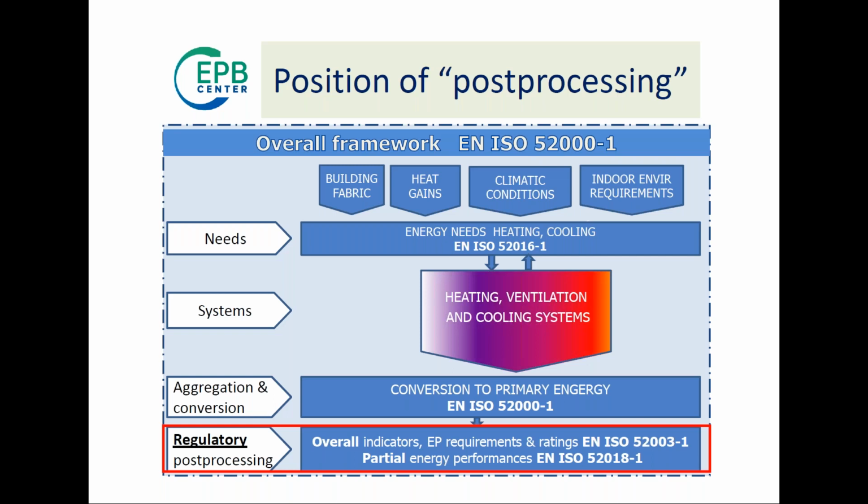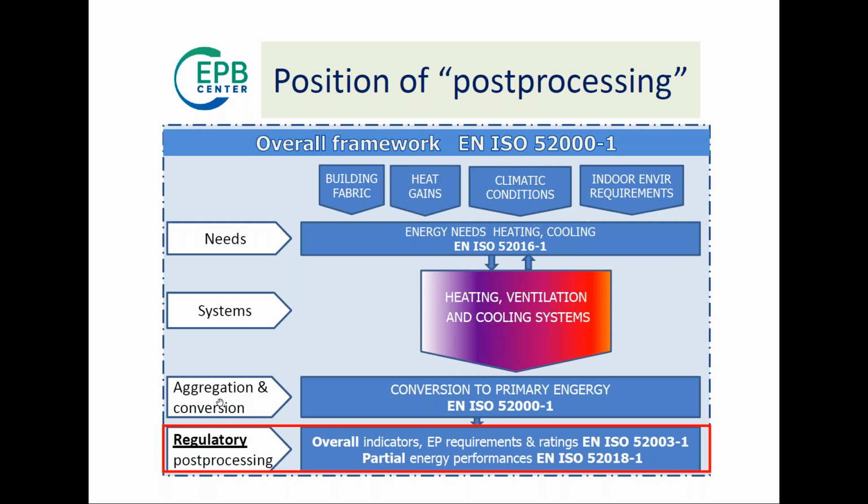This schematic shows the position of what we call this post-processing. Generally speaking, we have the totality of the EPB standards, for which the overarching standard 52000 provides the overall architecture. And we see that in the simplified scheme, based on various inputs, first the energy needs for heating and for cooling are calculated, then the systems are taken into account with their efficiencies to obtain the final energy use, which is converted to primary energy use and aggregated to get the overall energy performance indicator. So this is the technical aspect of the calculations.